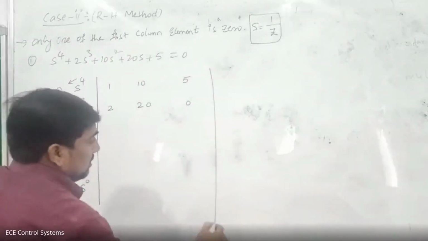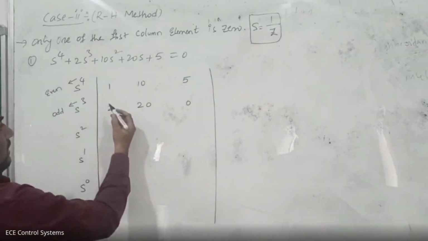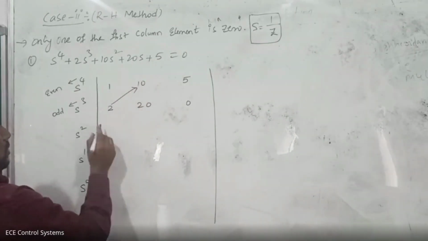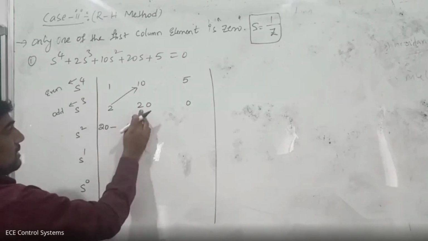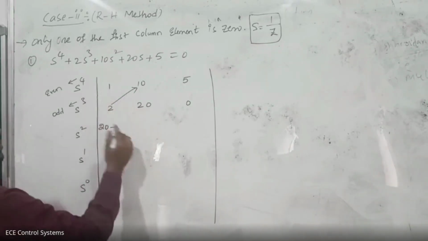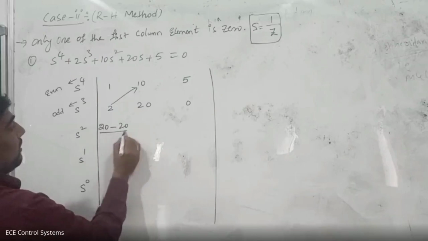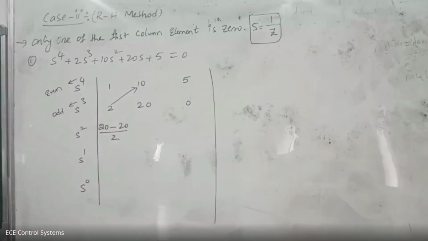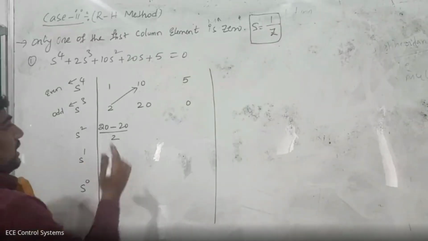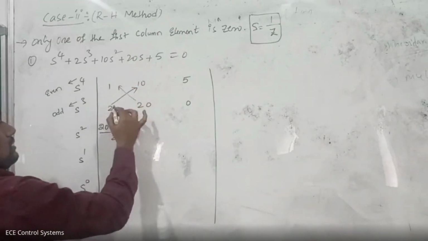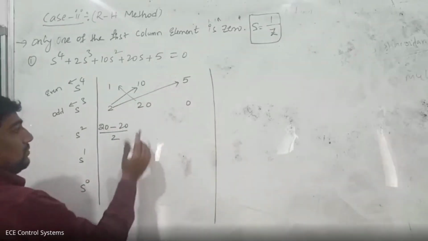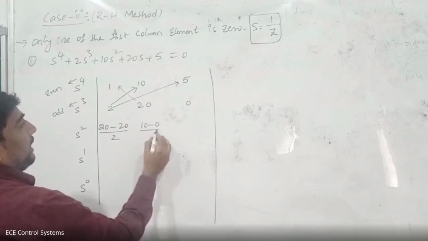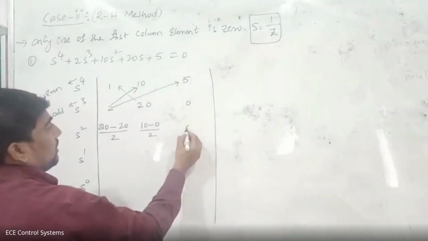From this array, you have to take the total values. First, you have to multiply these two values. 10 into 2 is 20, 20 minus 20 into 1, this is also 20. So 20 minus 20, divided by 2, this total answer is 0. The next one is 2 into 5, which is 10, and 0 into 1, 0 by 2. The next answer is 0.